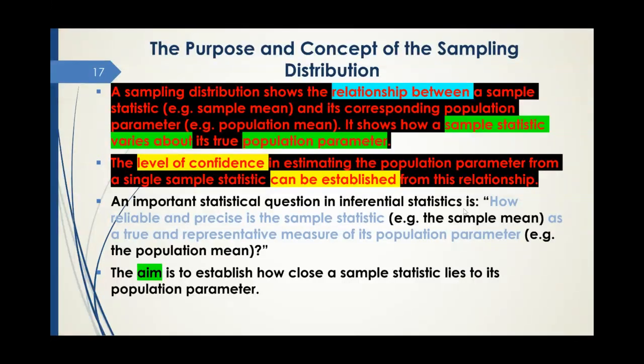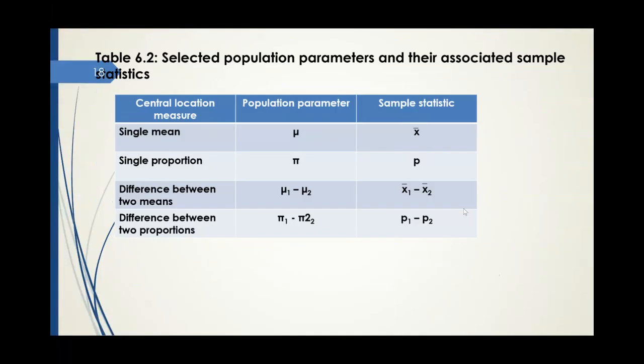An important statistical question in inferential statistics is how reliable and precise is the sample statistic as a true and representative measure of its population. This is why we look at the level of confidence, so that we can say, how confident are we that our results are precise and reliable? Okay. The aim is to establish how close the sample statistic lies to the population parameter. Okay, so you see, we keep revisiting that point.